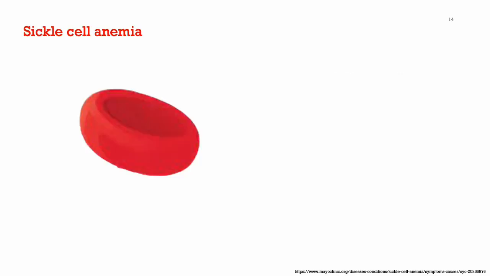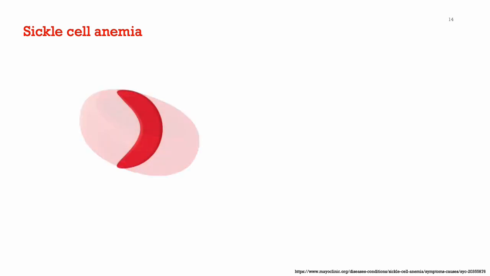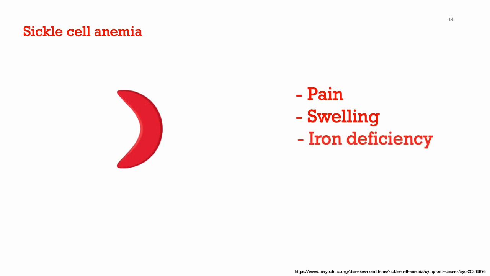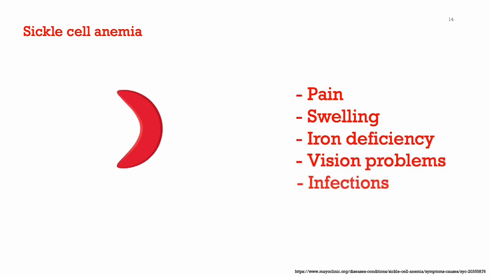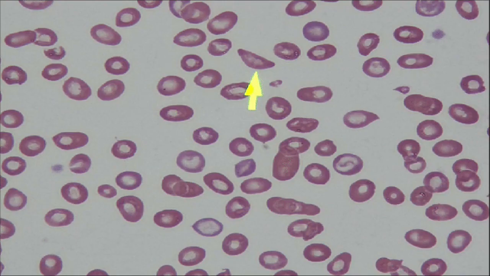So first of all, let's talk about what sickle cell anemia is. This is a normal red blood cell, and this is a sickled red blood cell. Sickled cells cannot bind iron the same way as normal cells do, and they also can't move through the bloodstream properly. This causes pain, swelling, iron deficiency, vision problems, and persistent infections. This is an image from a microscope showing a sickled cell, as shown by the arrow, surrounded by normal red blood cells.